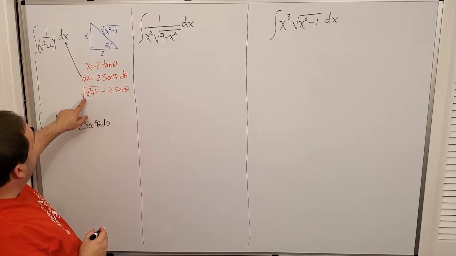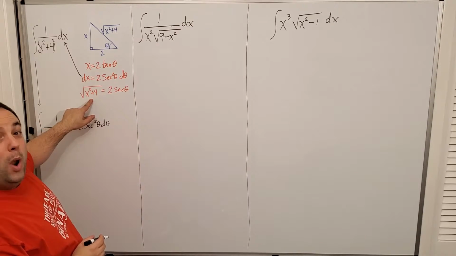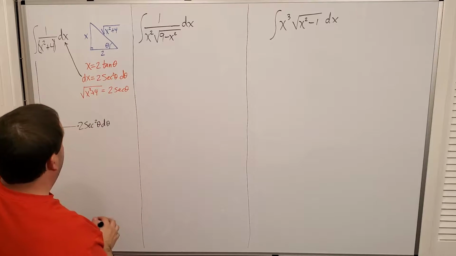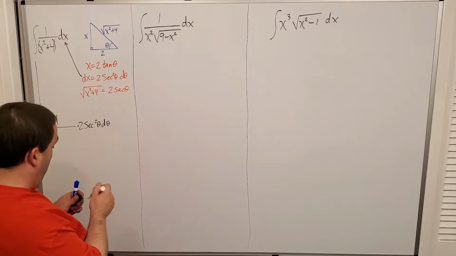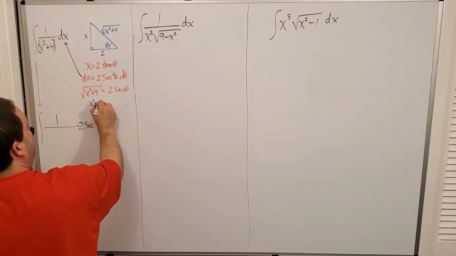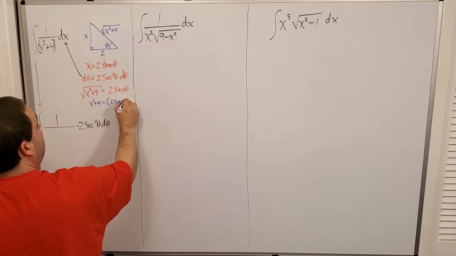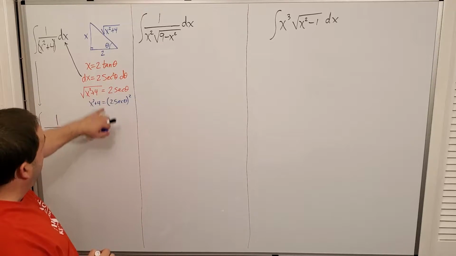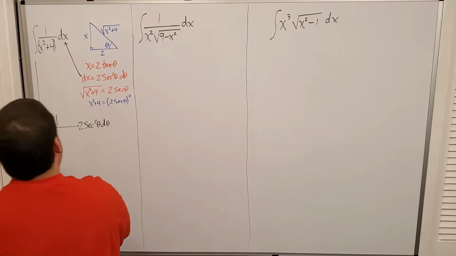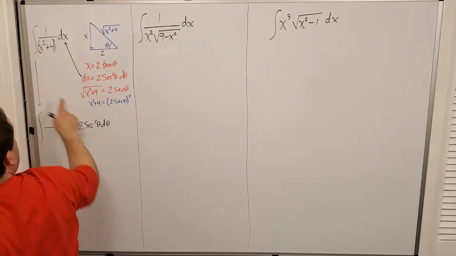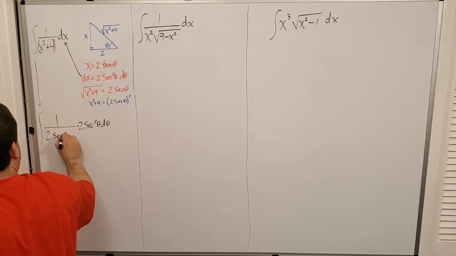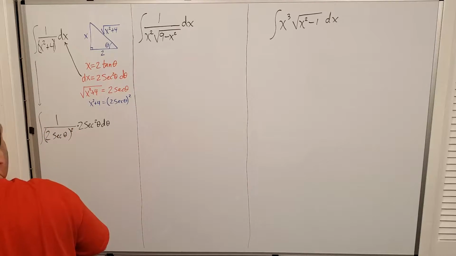That would be the same thing as this guy right here squared, right? Because this is a square root of x squared plus 4, okay? So the actual x squared plus 4 from this statement right here would have to be the 2 secant theta all squared from that statement right there. So that's what I'm going to replace. I'm going to say right here that x squared plus 4 is equal to 2 secant theta, and then that whole thing squared.